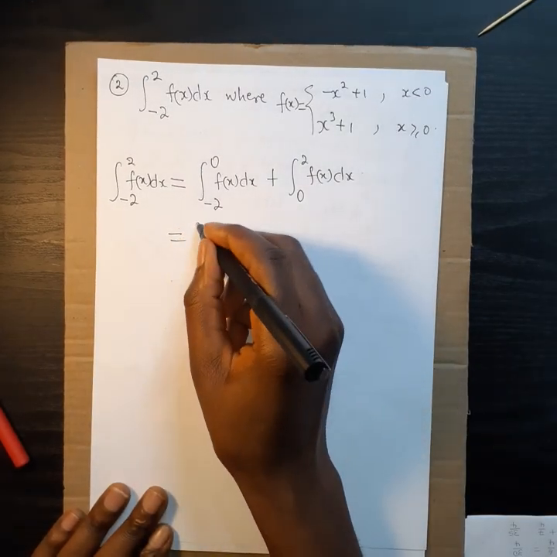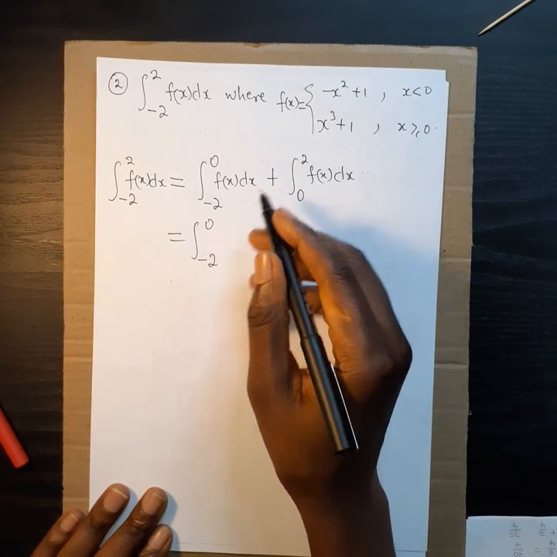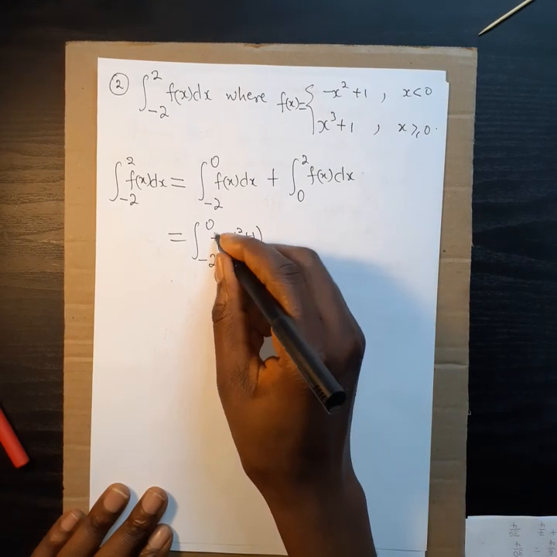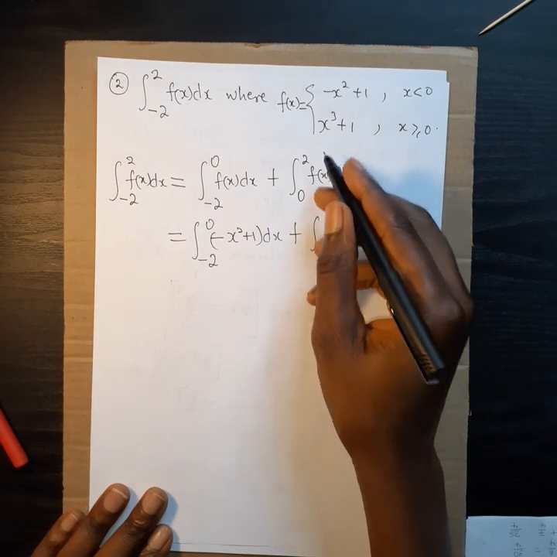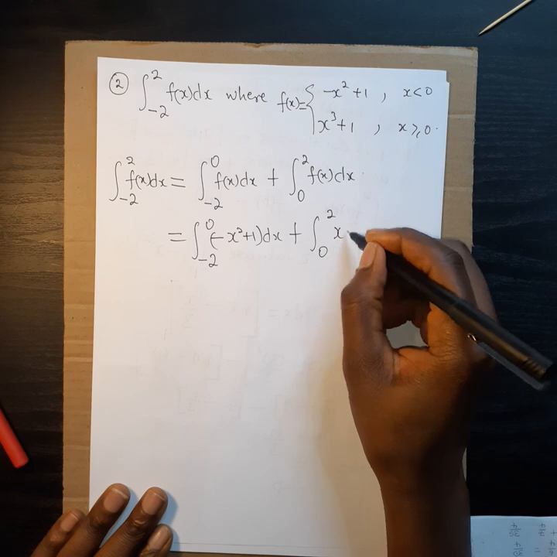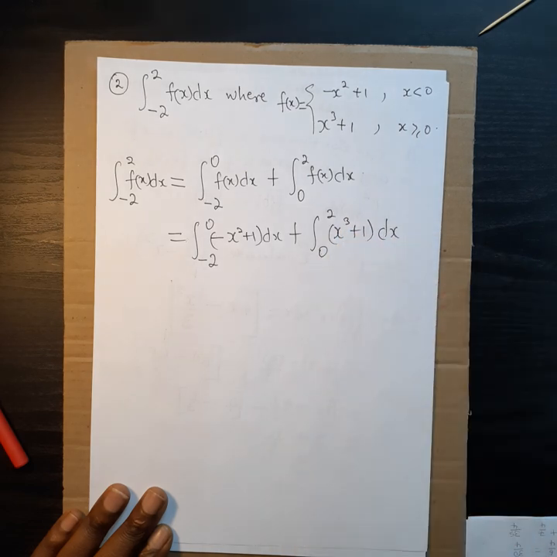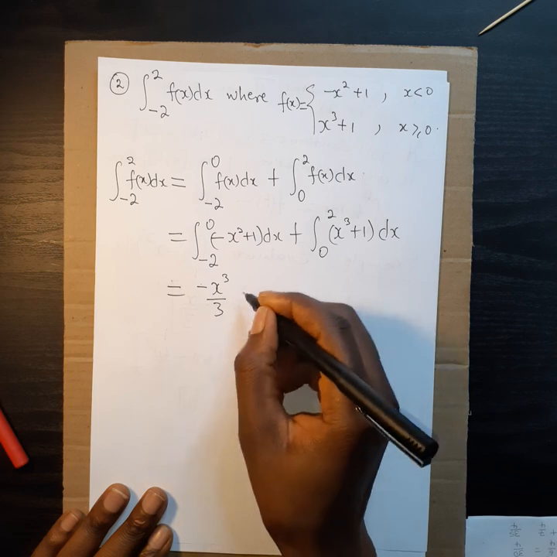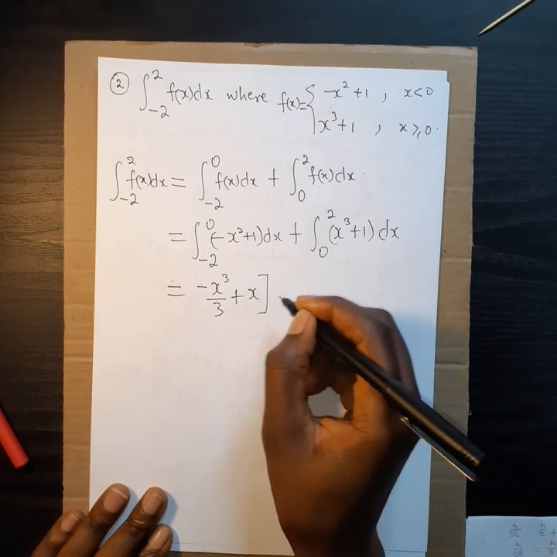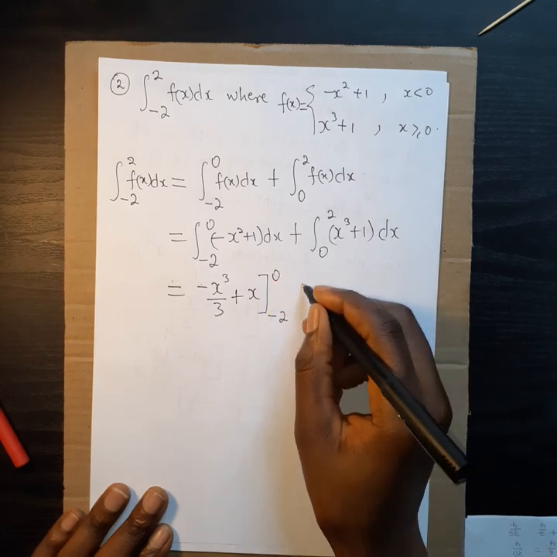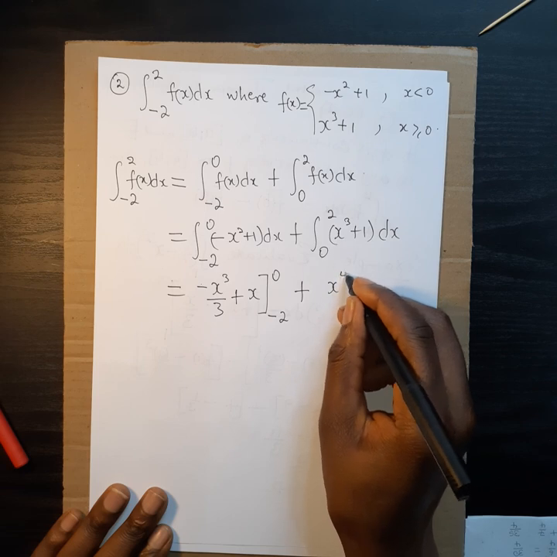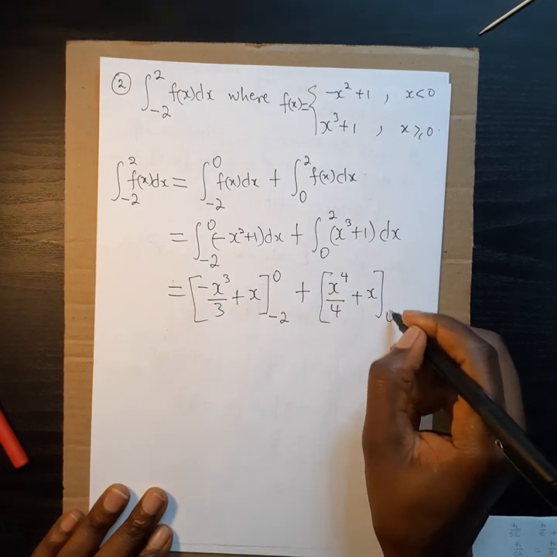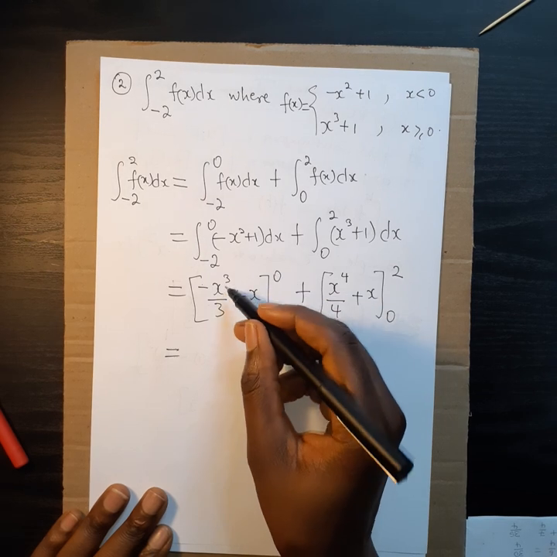I hope it makes sense. Now, when we come to the next point, we have the integral from minus 2 to 0. With minus 2 to 0, we are talking of values of x which are less than 0, so we'll have minus x squared plus 1 dx, like that, plus the integral, this is positive, from 0 to 2, and then it's x cubed plus 1 dx, like that. Then we integrate this, which will give us minus x cubed over 3 plus x, and then we are going to evaluate it from minus 2 to 0, plus then the very same x to the power of 4 over 4 plus x. This will be evaluated from 0 to 2.